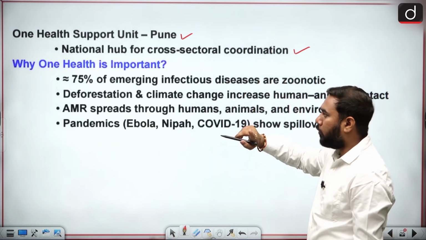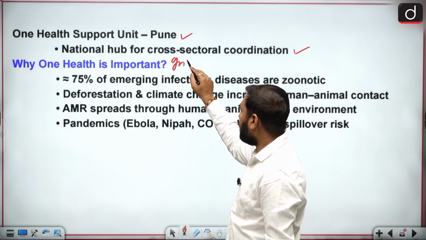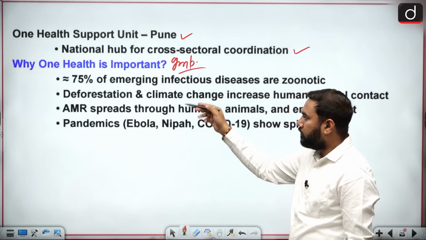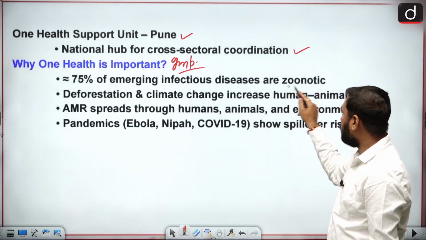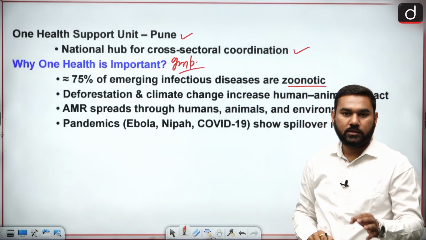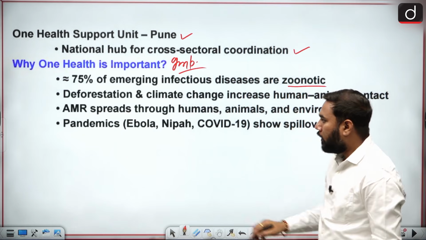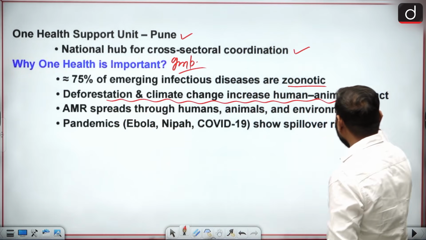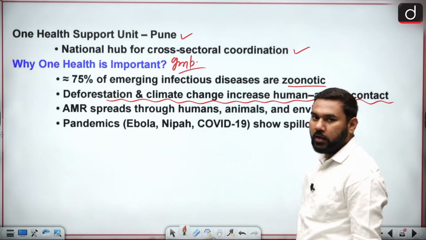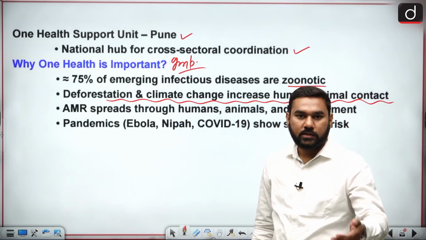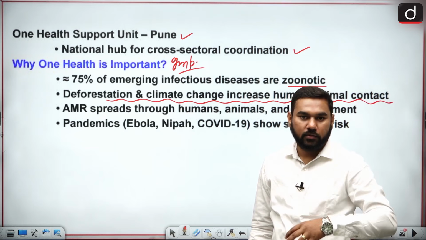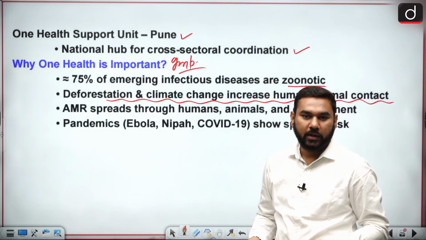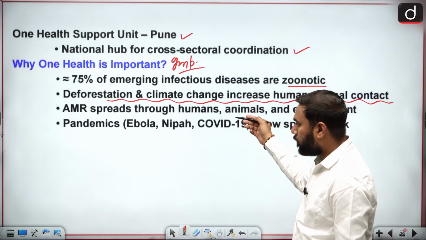Why is One Health important? This one is an important part for your prelims. Why is it important? 75% of emerging infectious diseases are zoonotic, meaning 75% of diseases can come from animals. Deforestation and climate change increase human-animal contact, because if the forest becomes less, the animals can more easily connect with humans, since they also live near our habitat, and this is creating a big problem.